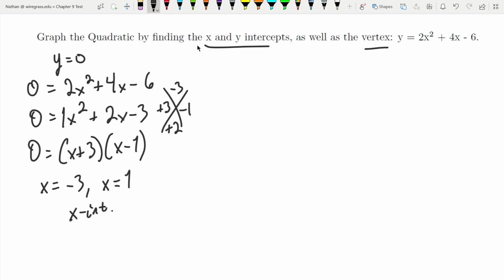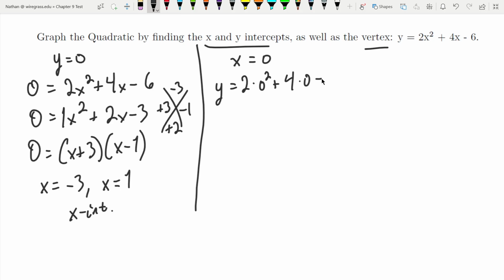Okay, now for the y-intercept, that's what happens when x equals 0. So we get 2 times 0 squared plus 4 times 0 minus 6. That just gives us negative 6. This is our y-intercept. For the vertex, we're going to get x equal to negative b over 2a. That's where the vertex is located at.